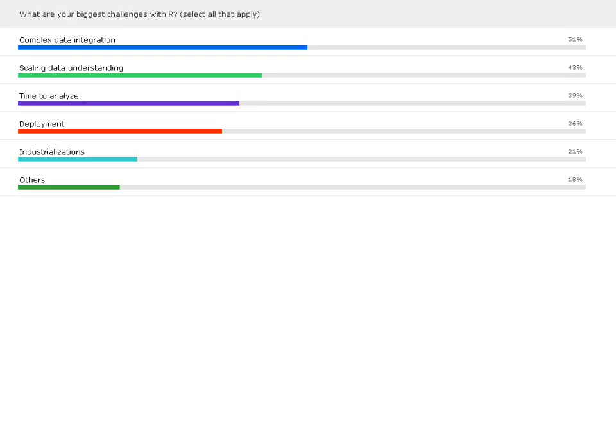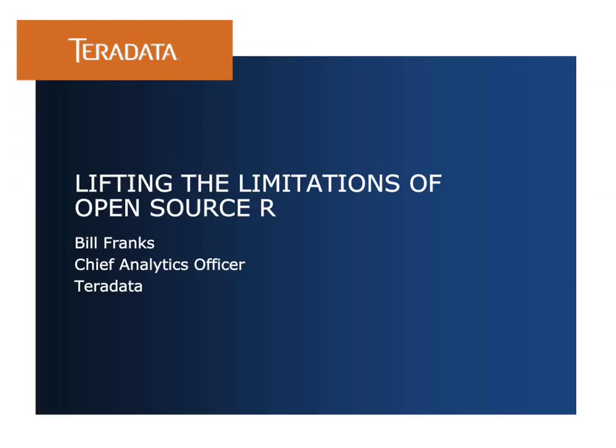But what I'm going to do now is talk about how do you lift some of those limitations that James just talked about that deal with open source R, and I'm going to describe to you how the Aster R offering can really help you up your R game.